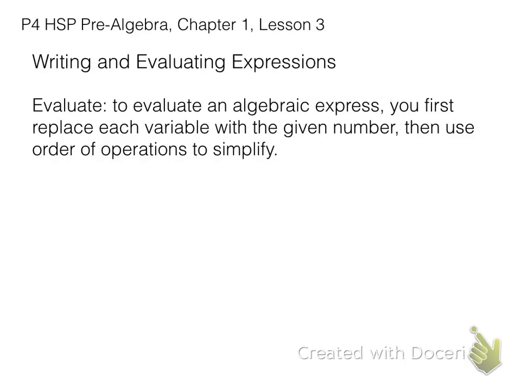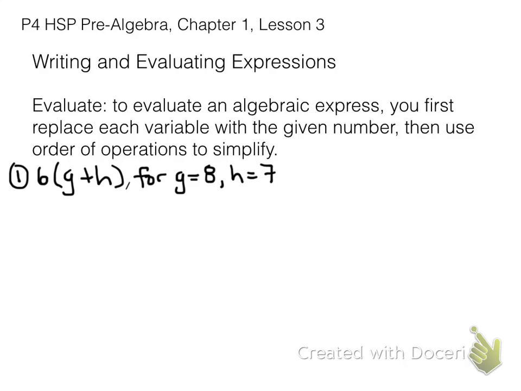We're going to talk about writing and evaluating expressions. To evaluate an algebraic expression, you first replace each variable with the given number, then use the order of operations to simplify. So if we look at our first example, we have 6 multiplied by the quantity g plus h.